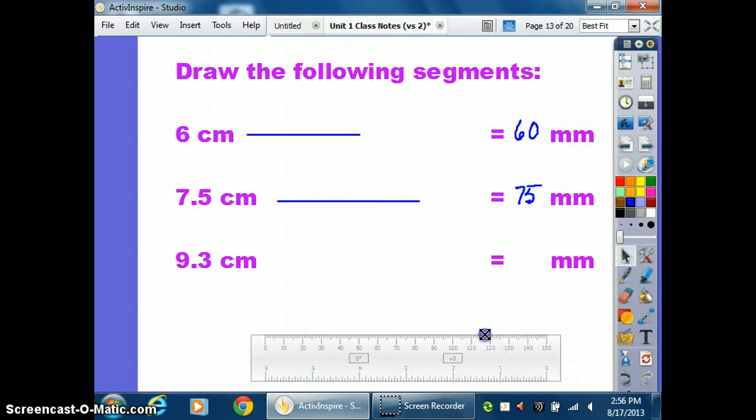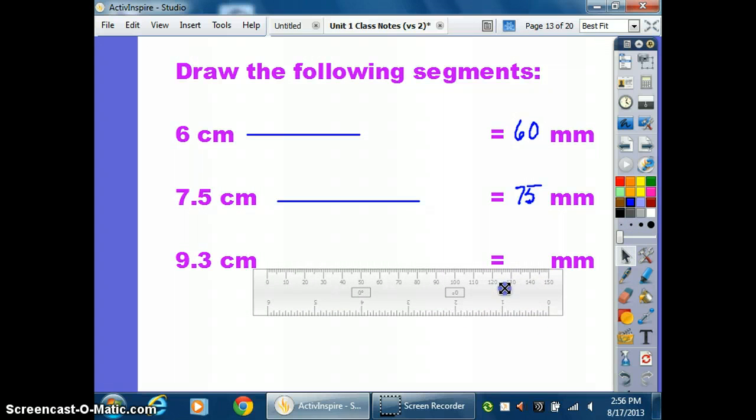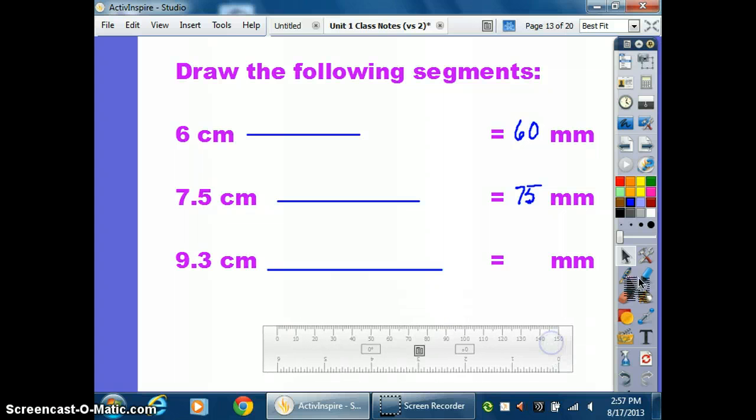All right, 9.3 centimeters. Start at the 0. Let's see, I'll need to go up here past the 90 and then 1, 2, 3. 3 small tick marks over because that's each a millimeter. So up here to the 90, then 91, 92, 93. And that is 93 millimeters.